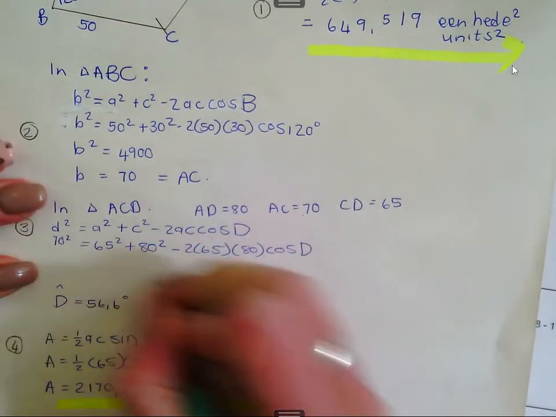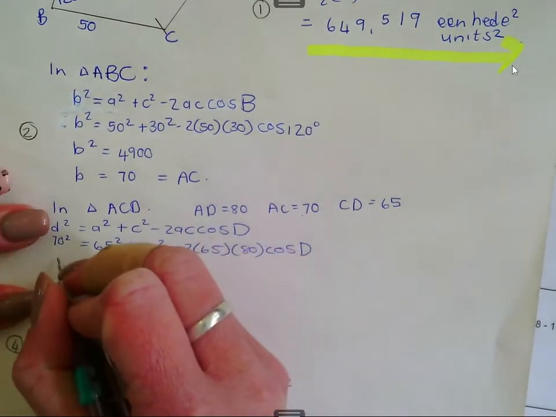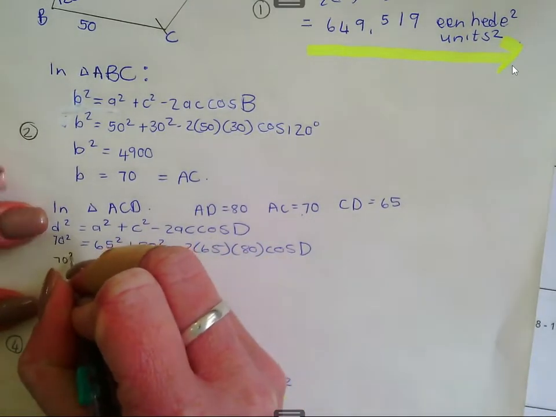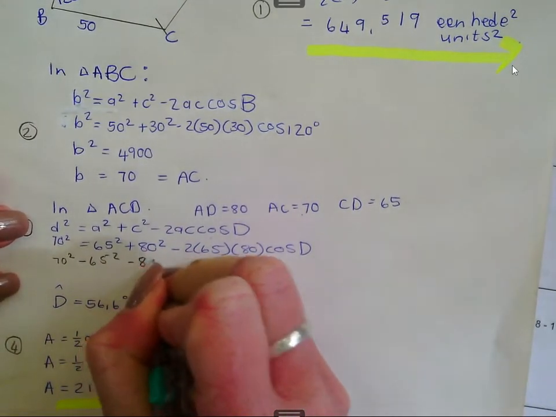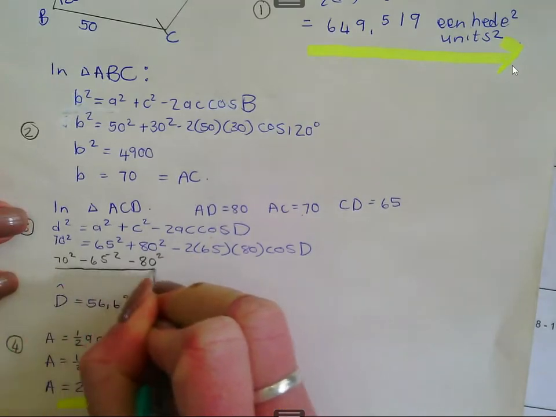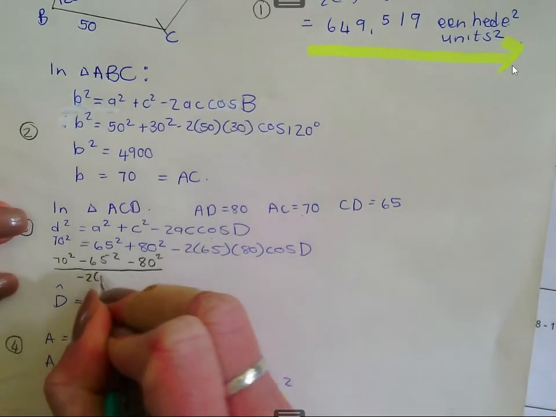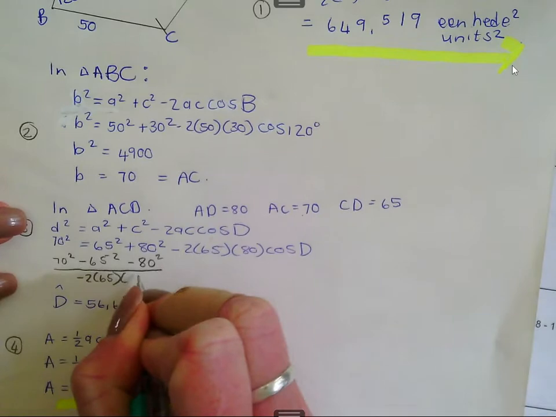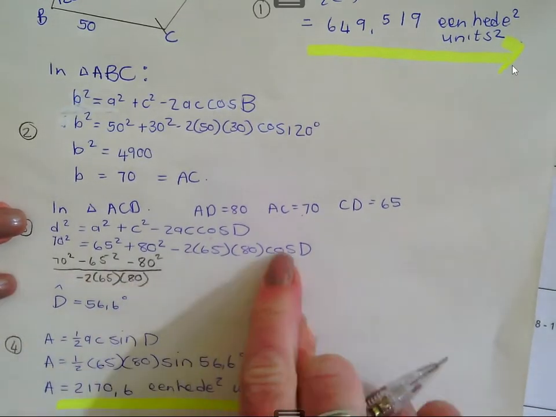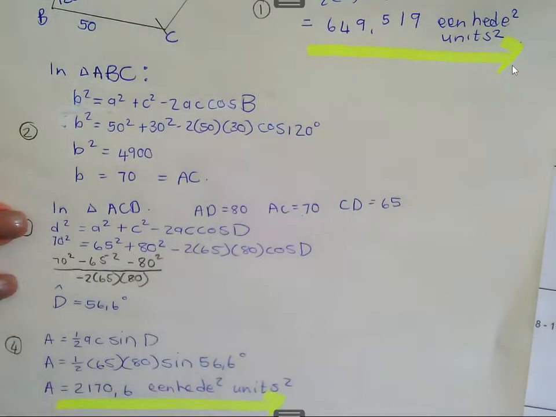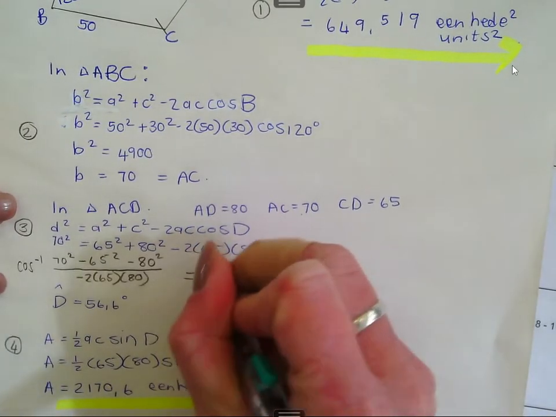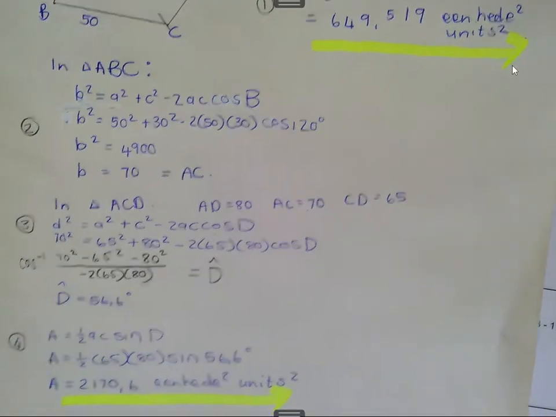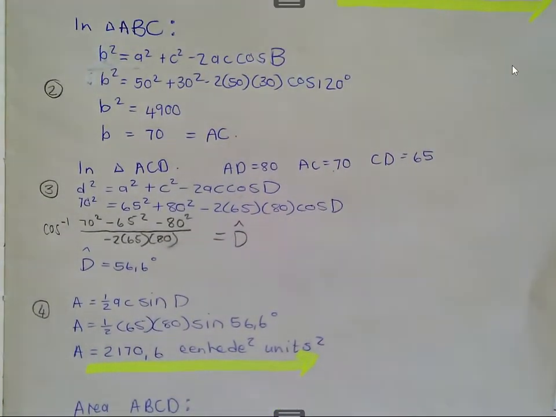I want to show you the manipulation here again. So the 70 squared on this side minus 65 squared minus 80 squared, put it in a fraction over negative 2 bracket 65, close the bracket, 80. And then what's left is cos D, so I still need to take the cos inverse, cos negative 1. And that gives you the answer of angle D, and therefore D is equal to 56.6 degrees.